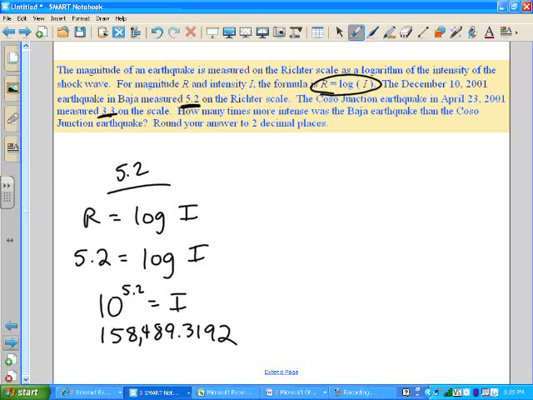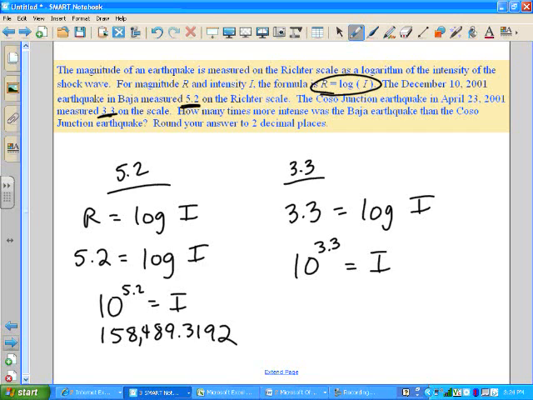Okay, now let's figure the intensity on the 3.3 earthquake. So I'm going to use the same formula except now my Richter scale reading is 3.3. So we do 3.3 equals the log of I. Now I'm going to solve it the same way by putting it in an exponential form. So this will give me 10 to the 3.3 power equals I. Now if I calculate 10 raised to the 3.3 power, this gives me 1,995.262315. Okay, so now this one's up on my calculator. I'm not going to store this one.